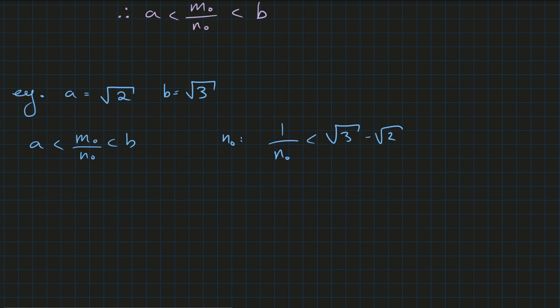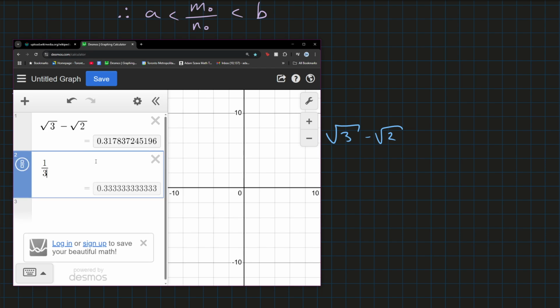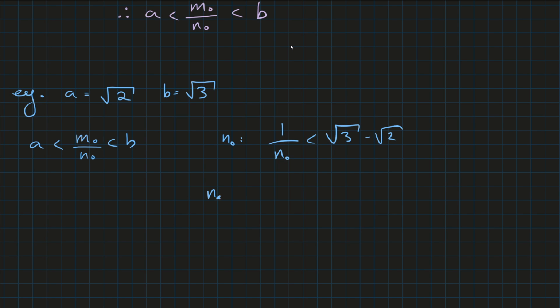So if I take the square root of 3 minus the square root of 2, I know you can't see this, but square root of 3 minus square root of 2 is 0.317, and so on. And let's find the first natural number n such that 1 over n is less than this. So 1 over 2, 1 over 3 is still bigger, 1 over 4, that'd probably be the first one, 0.25. So that means we fix n naught to equal 4.